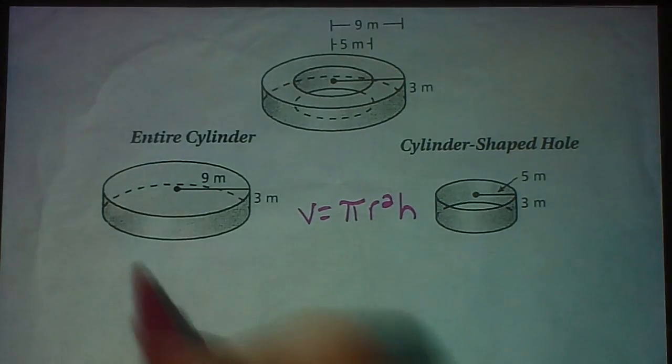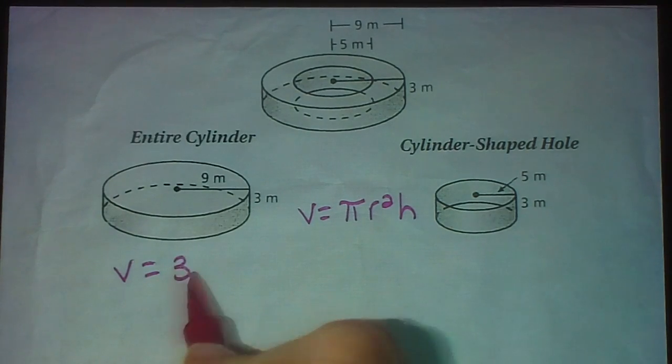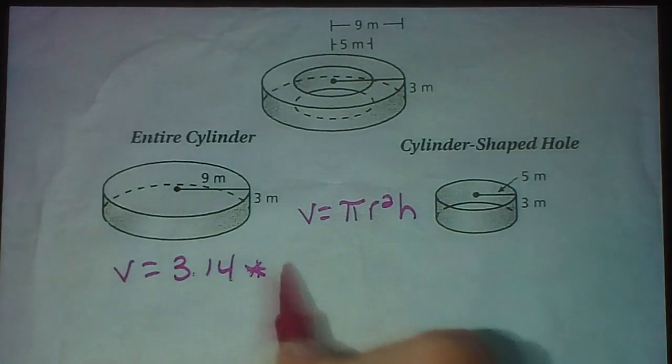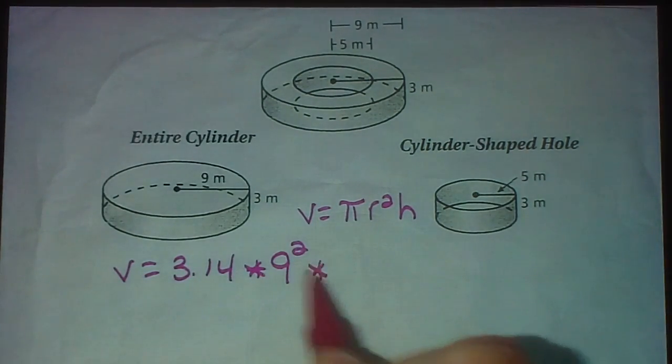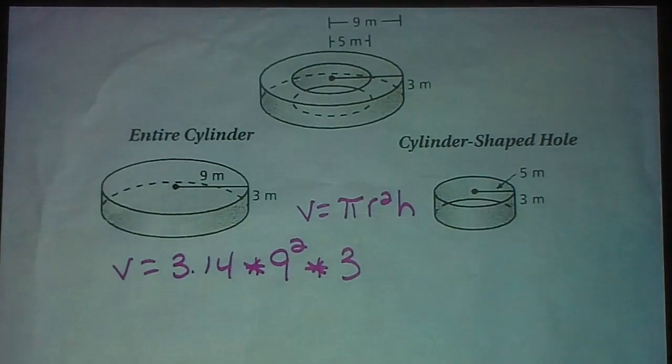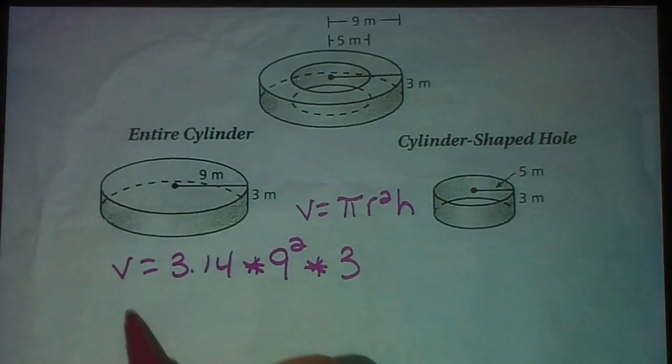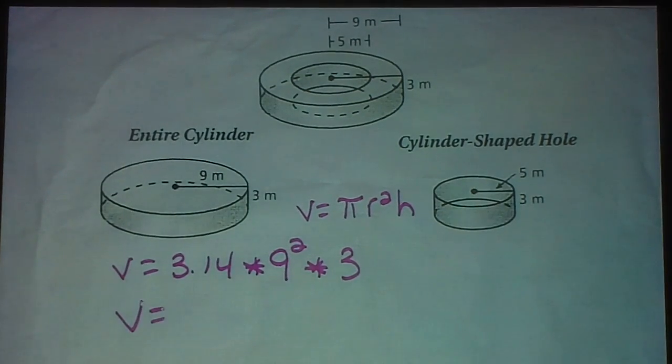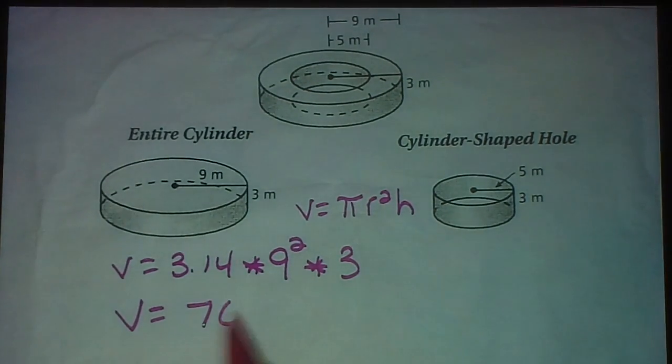For this cylinder, the volume will be 3.14 times 9 to the 2nd power. I know Mrs. Tremblay always writes 9 times 9, and I don't. That's where we're different. Sorry. Calculate all that, and you end up with 763.02.